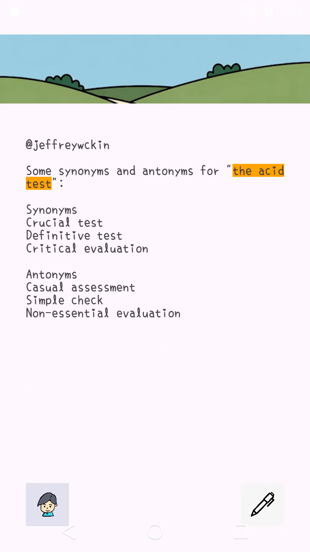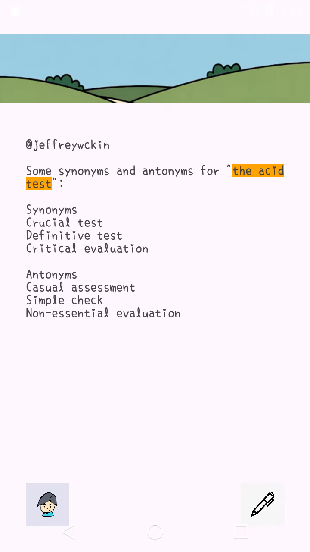To help us understand better, let's look at some synonyms for the acid test. Crucial test, an important test that can determine success or failure. Definitive test, a test that clearly shows the true results or quality of something. Critical evaluation, a careful examination to judge the value or quality of something.